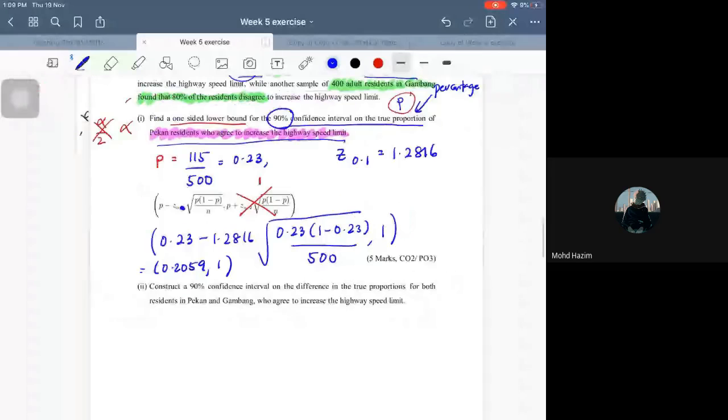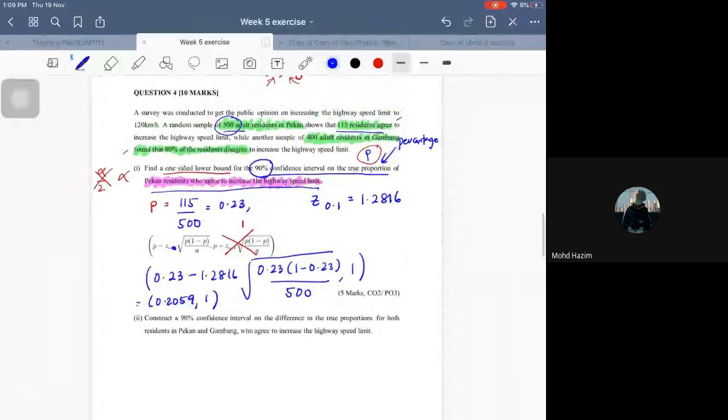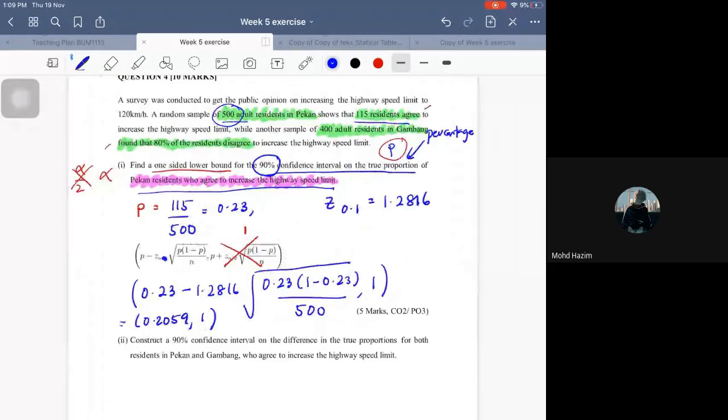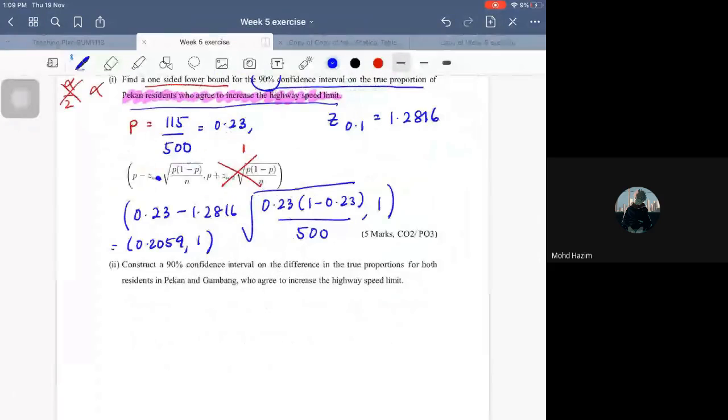So that is for the case of the one-sided lower bound. If you notice, for this case they actually give us two samples. One sample is in Pekan, one sample is in Gambang. But for the first question, they only ask about people in Pekan. So you have to read very carefully. Then when it comes to question number 2, it says construct a 90% confidence interval. So this will be the keyword: a 90% confidence interval on the difference in the true proportion.